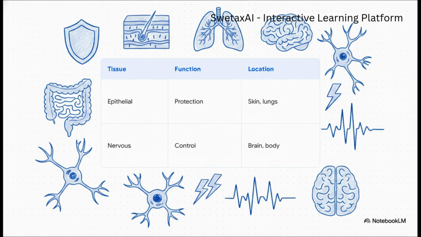Next up is nervous tissue. This is your rapid-fire communication network. It's made entirely of neurons, transmitting lightning-fast signals between your brain and the rest of your body, controlling every single activity. Shielding and signaling, two absolutely vital pieces of the puzzle.